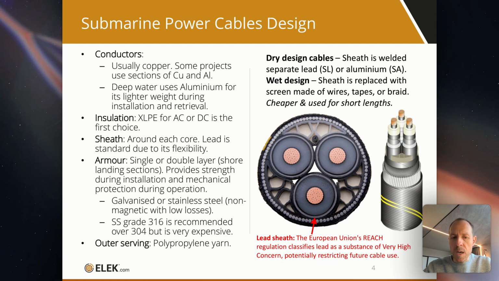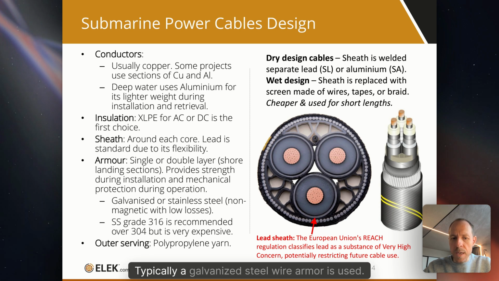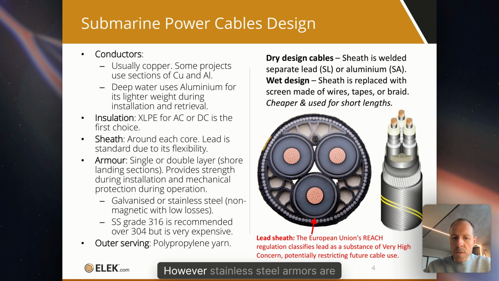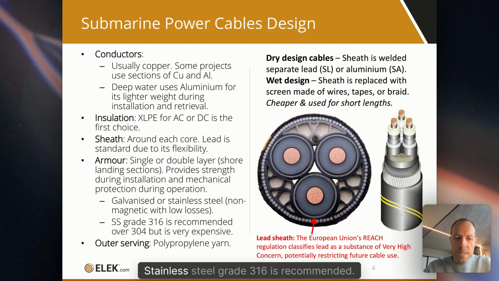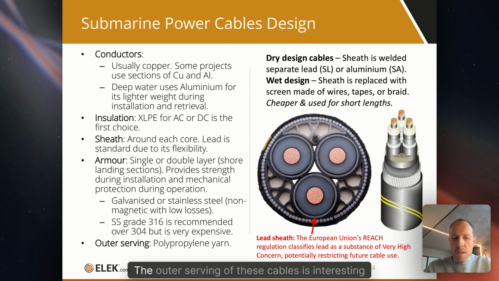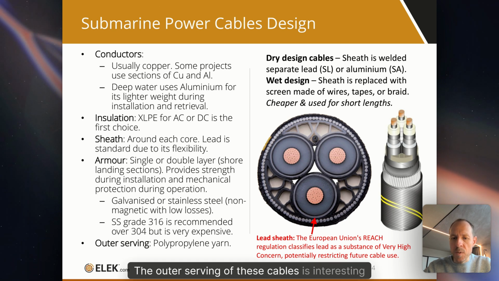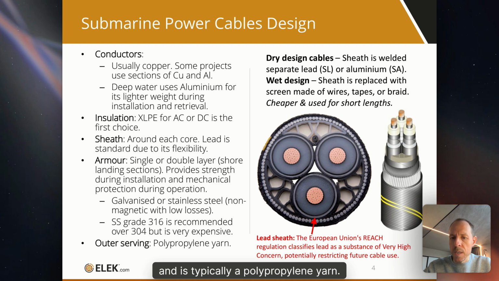These cables are armored cables. Typically, a galvanized steel wire armor is used. However, non-magnetic steel armors are preferred since they produce lower losses. Stainless steel grade 316 is recommended. However, it's very, very expensive. The outer serving of these cables is interesting and is typically a polypropylene yarn.